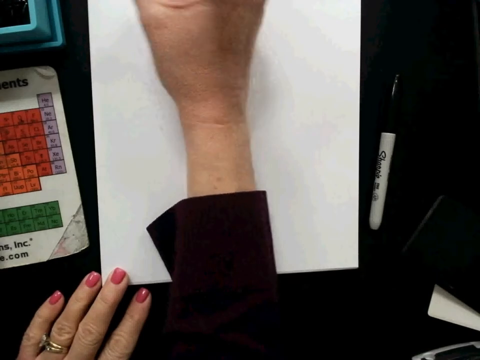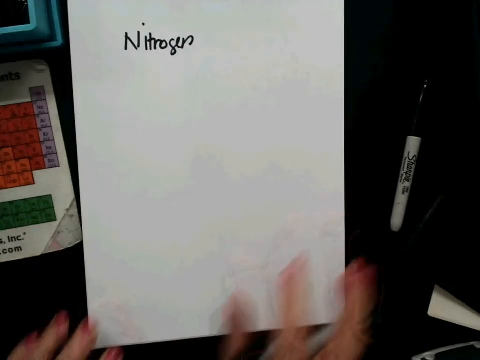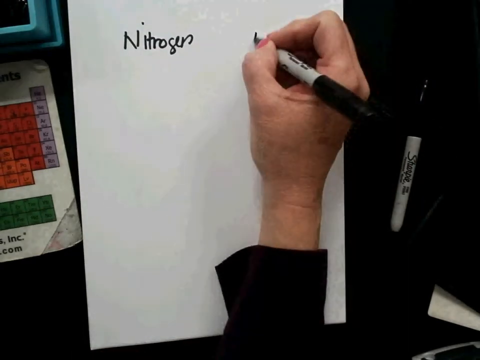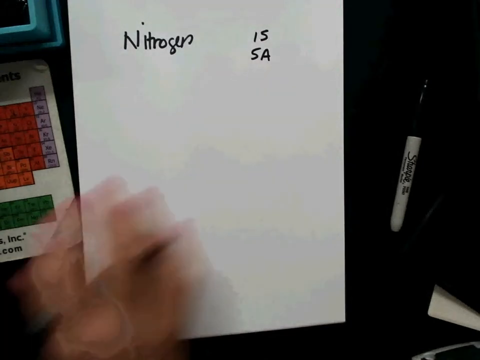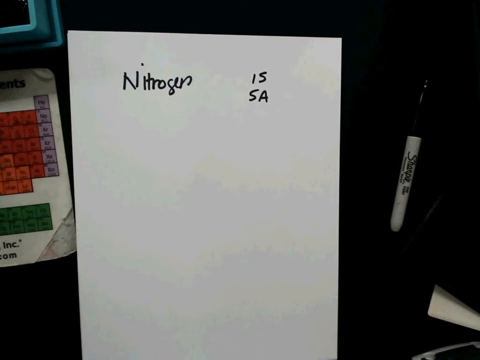Okay, so I want you to find nitrogen. What group is nitrogen in? Group 15 or 5A. So what does that tell me? How many electrons does nitrogen have in its outer shell? 5. So by looking at the group, it tells me 5.